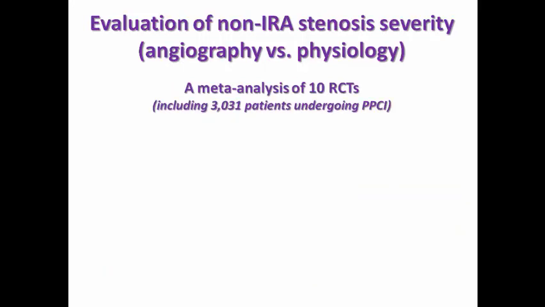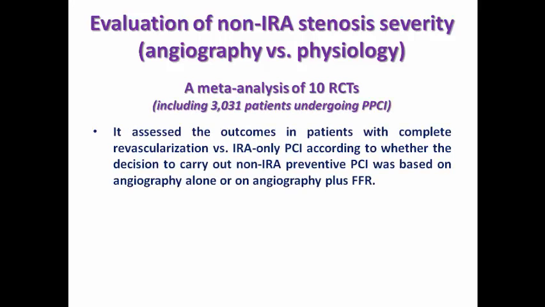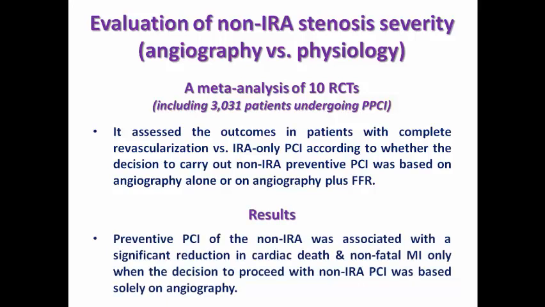In a meta-analysis of 10 randomized clinical trials, it assessed the outcomes in patients with complete revascularization versus infarct-related artery-only PCI according to whether the decision to carry out the non-infarct-related artery PCI was based on angiography alone or FFR as well. The results were that the preventive PCI of the non-infarct-related artery was associated with a significant reduction in cardiac mortality and non-fatal AMI only when the decision to proceed was based on angiography alone. So there was a superiority here for the routine PCI based on angiography.